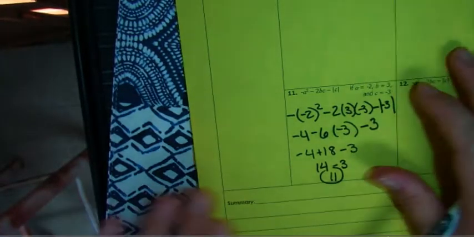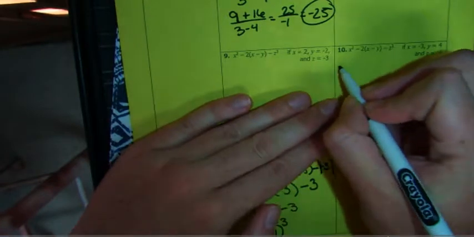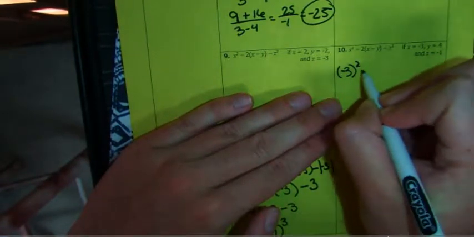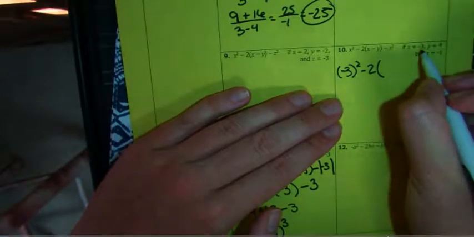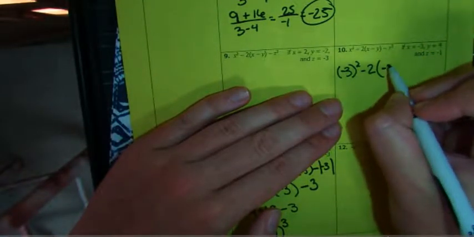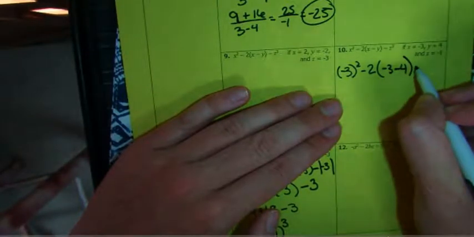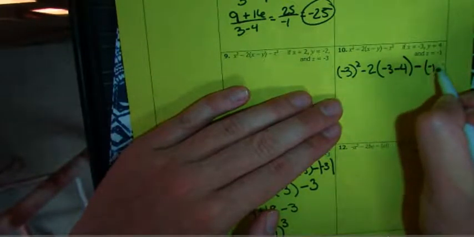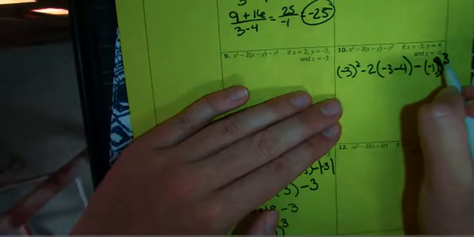Let's do one more. Let's do 10. I'll go backwards here. All right, so I'm going to take negative 3 squared minus 2. And now I'm not going to do the parentheses thing. It's already in a parentheses. It might be a little too much to see. Minus 4, close parentheses, minus negative 1. Oops, put 2 parentheses around there. Over 3.